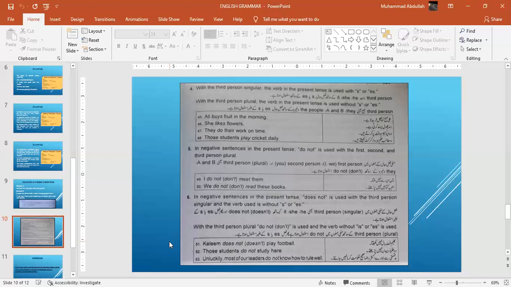Those students do not study here. Unluckily, most of our leaders do not know how to rule well. Right? So these are different sentences of present indefinite tense which lead us to a very good understanding of the structure and the rules of the forms of verb which we can exploit or use in present simple or present indefinite tense.